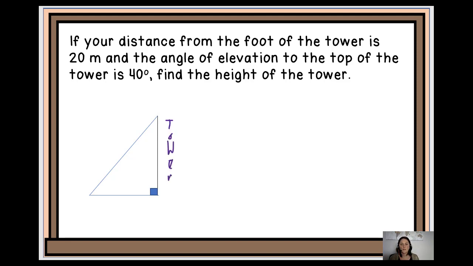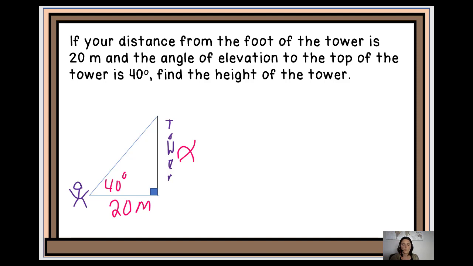And we are going to be standing at the bottom, kind of looking up at the tower. So I'm just going to draw a little stick person. That's our perspective angle where the 40 degrees goes. And we also know that we are standing 20 meters from the base of the tower, so we can also label that on the bottom of our triangle. The tower is going to be labeled with X because that's what we're looking for. We're looking for the height of the tower.